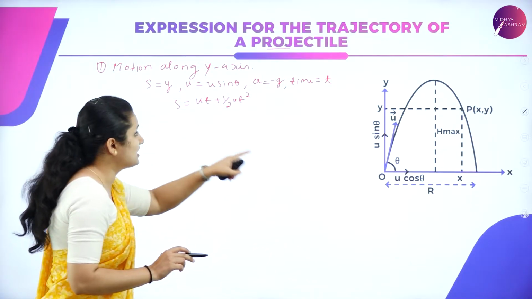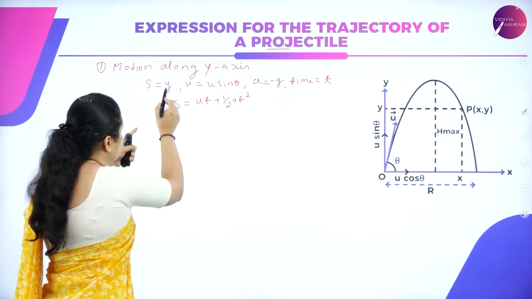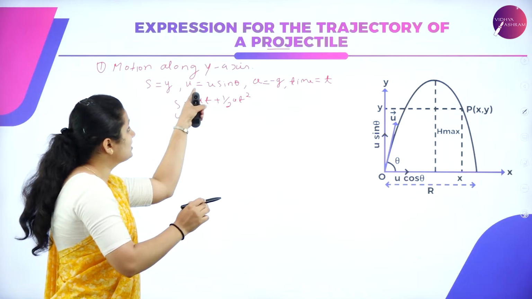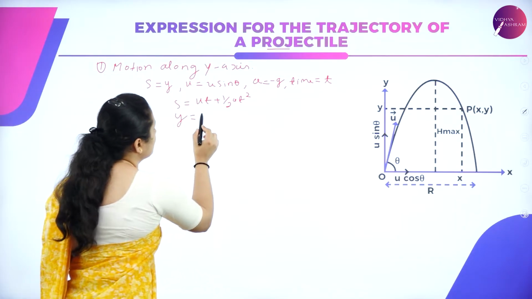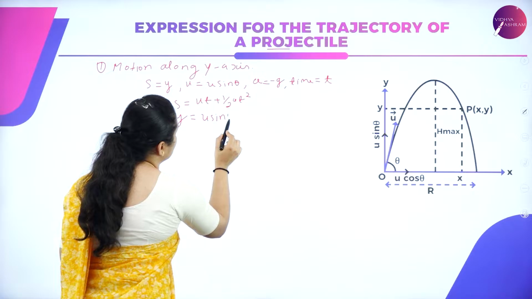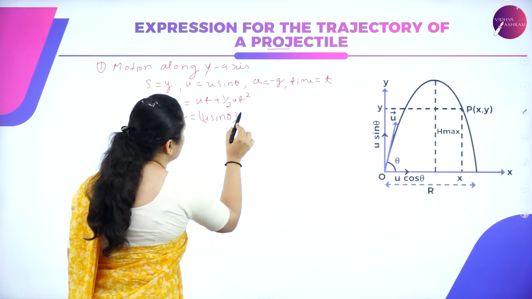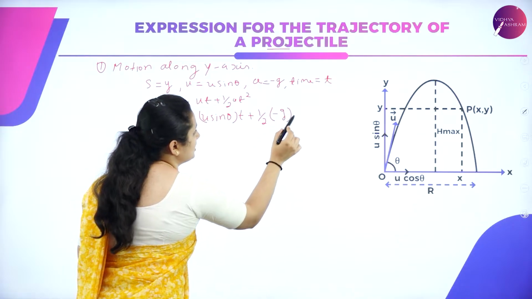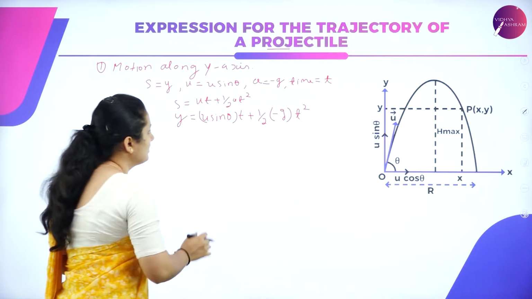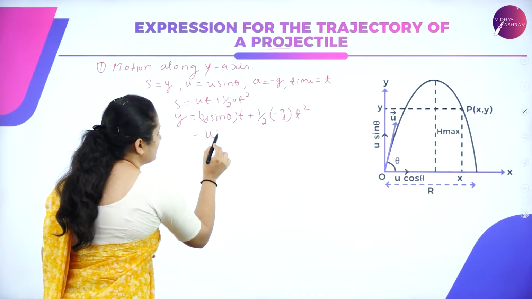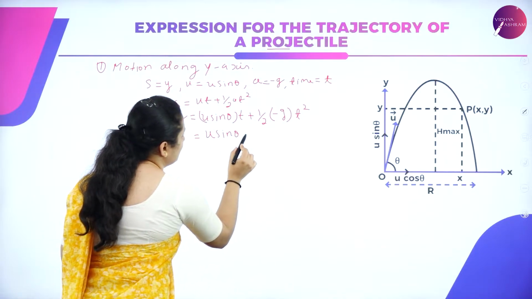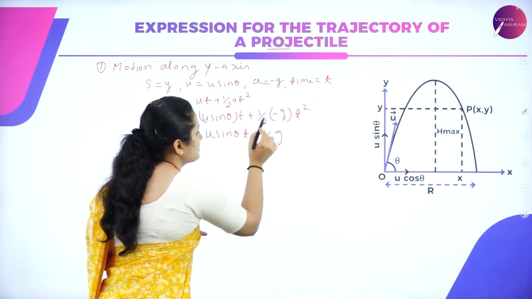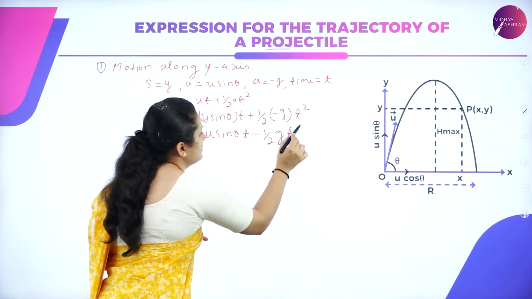So, I know the distance travelled by the object along the y-axis, S is equal to y, that is equal to, what is the velocity along the y-axis? It is u sin theta into t plus half, what is a? Minus g, into t square. So, what you will get? You will get y equals u sin theta t minus half g t square.